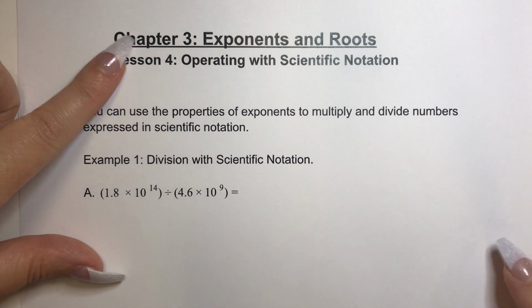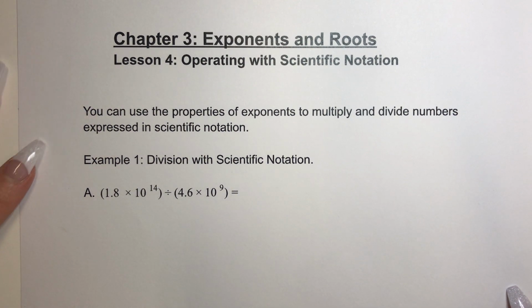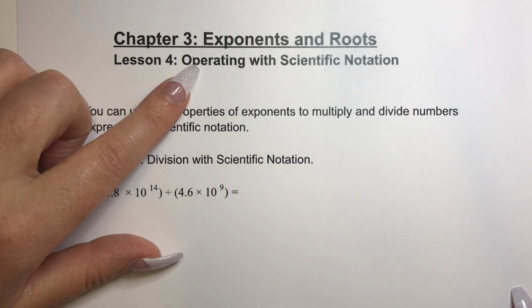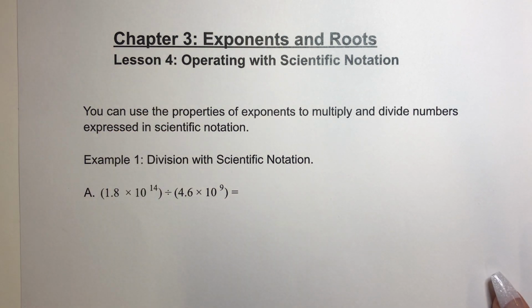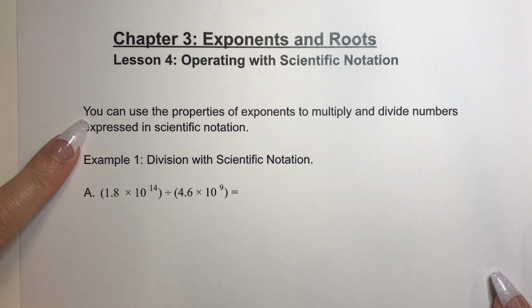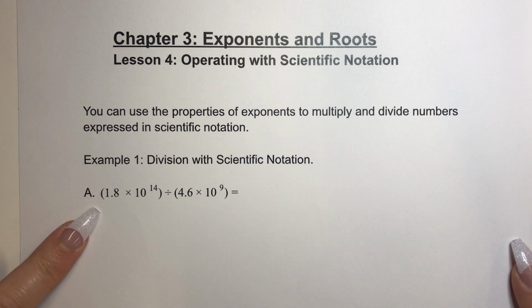All right, welcome back for Chapter 3, Exponents and Roots, and today we're discussing Lesson 4, Operating with Scientific Notation. So operating, what that means is we're going to be learning how to divide and multiply, add and subtract numbers in scientific notation. What this says is you can use the properties of exponents to multiply and divide numbers expressed in scientific notation. So let's see how that works.